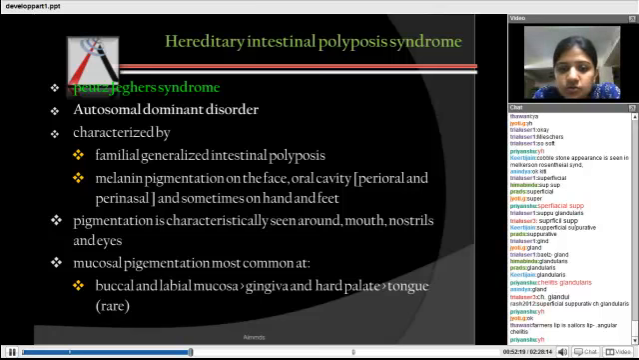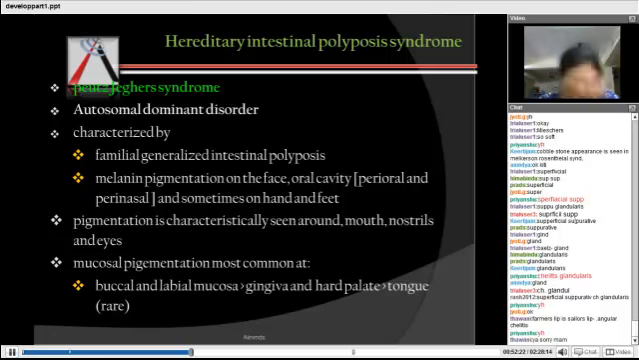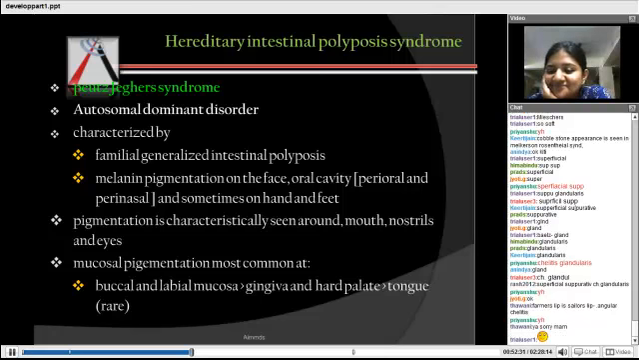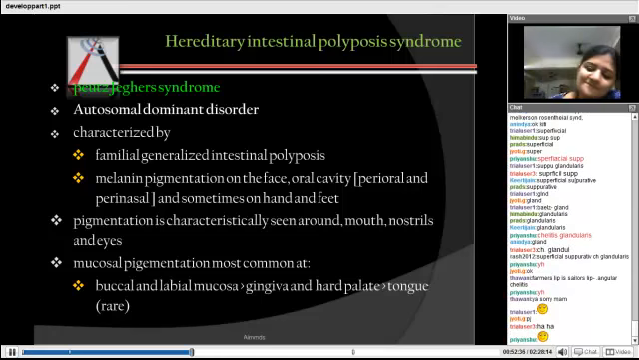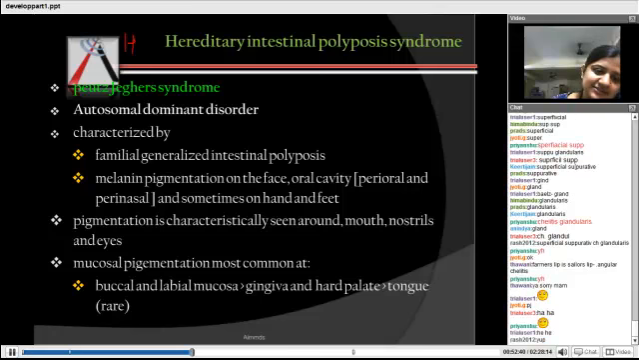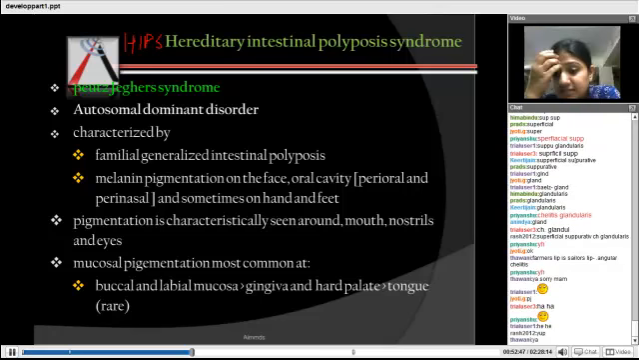Now, let's go to HIPS. Wondering what HIPS? Not our hips. Hereditary intestinal polyposis syndrome. Yeah, we refer to this as HIPS actually. Hereditary intestinal polyposis, also called Peutz-Jeghers syndrome, is an autosomal dominant disorder.